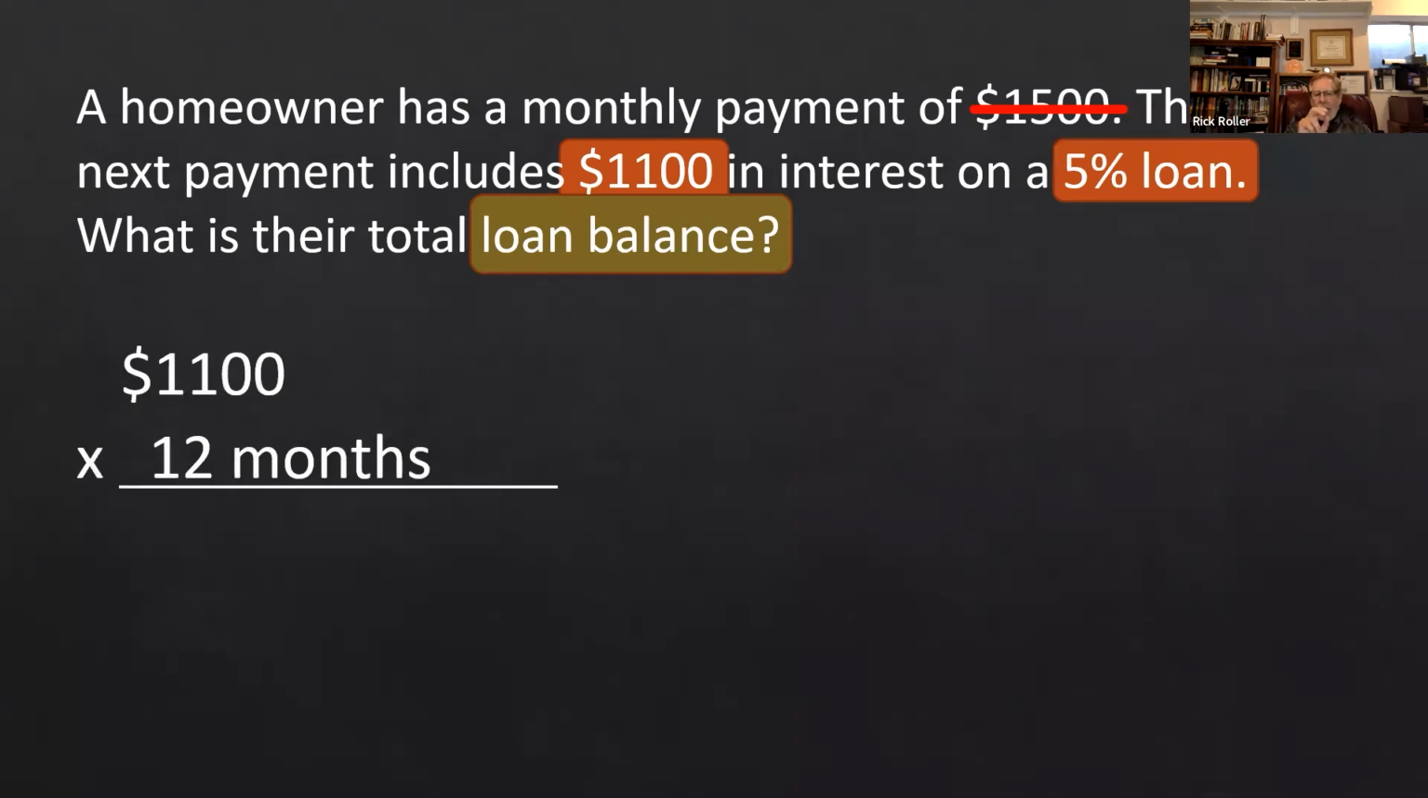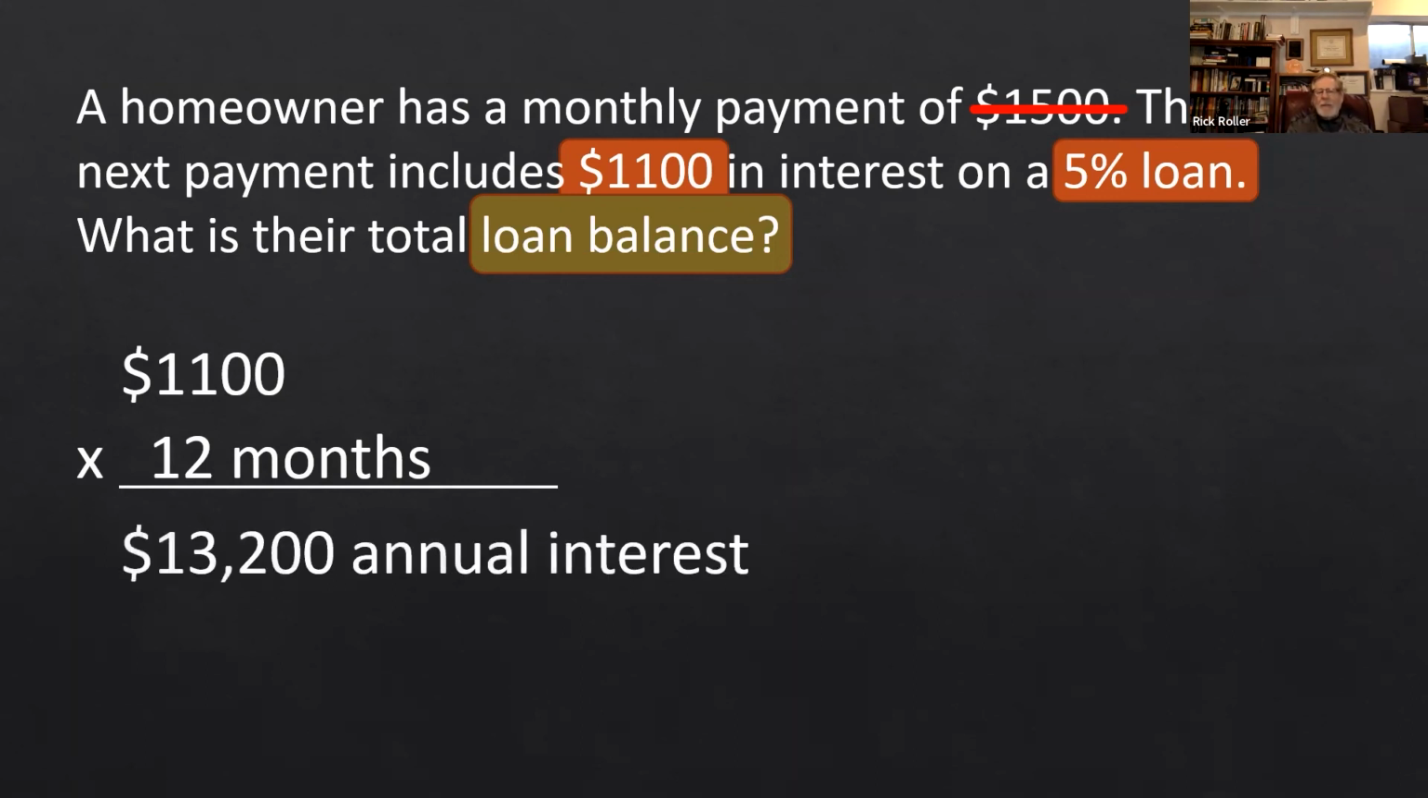Why are we taking the 1,100 interest and multiplying it by 12 now? Because the 5% interest rate on the loan is not a monthly interest rate. It's a what? An annual interest rate. So that's why we're going to take this 1,100 on a monthly payment and turn it into an annual amount of interest that we're paying, which is $13,200 interest. Okay.